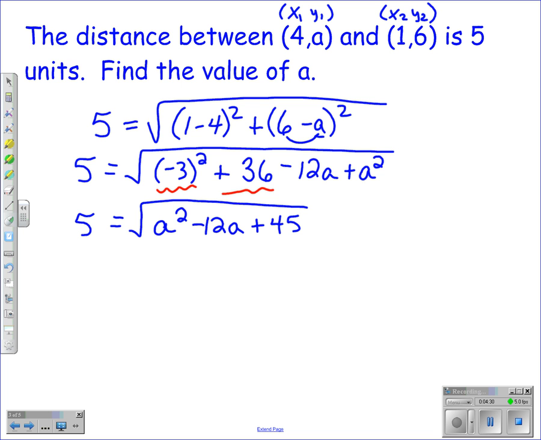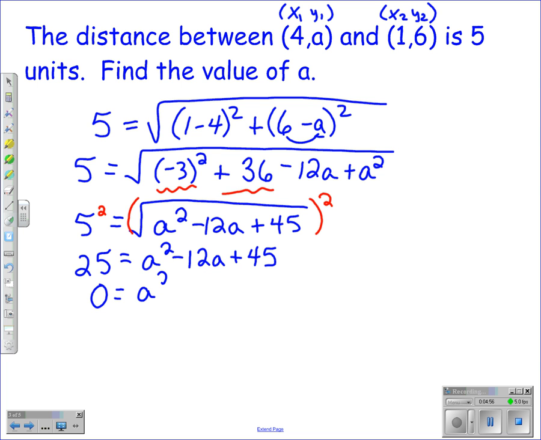Well, when we've had square roots in the past that we've had to get rid of, we need to make sure to square both sides of the equation, and that's what we're going to do here. So we will have 25 equals, now it's a squared minus 12a plus 45. Let's get this into standard form so that we can solve the quadratic equation. Moving the 25 over gives us a squared minus 12a plus 20.